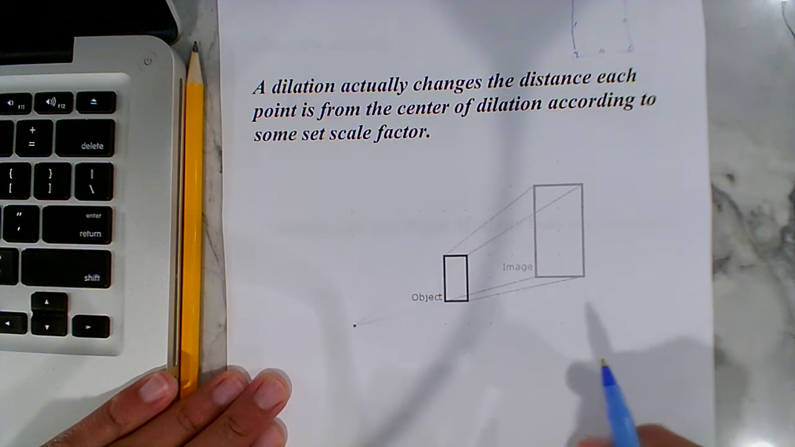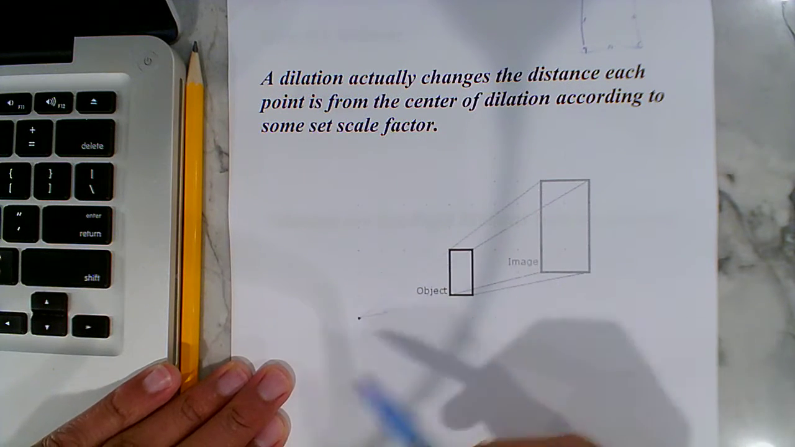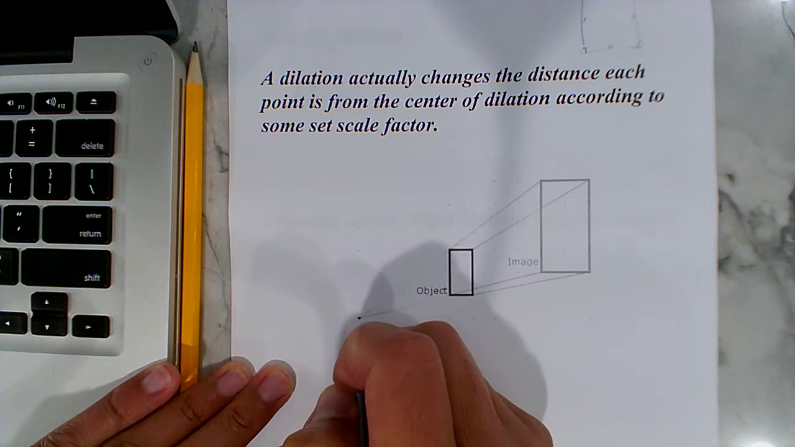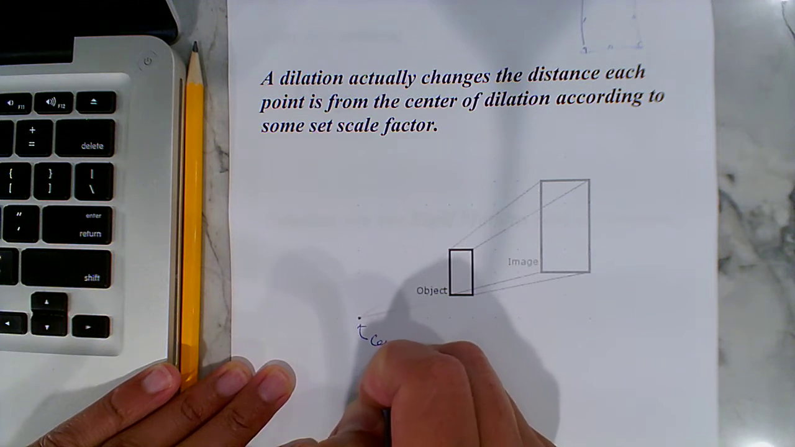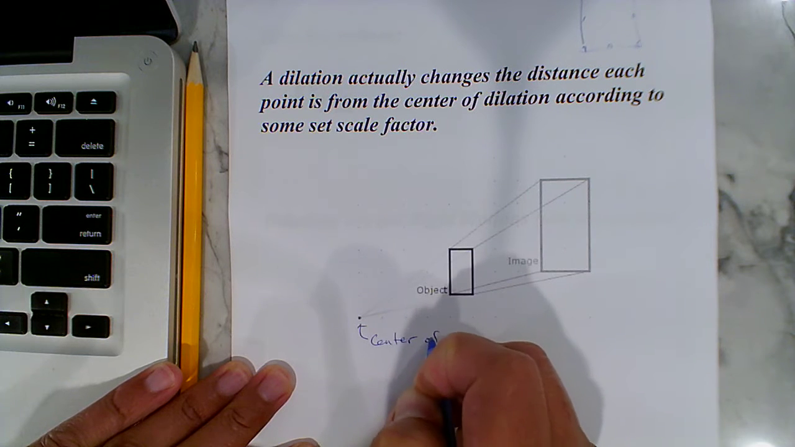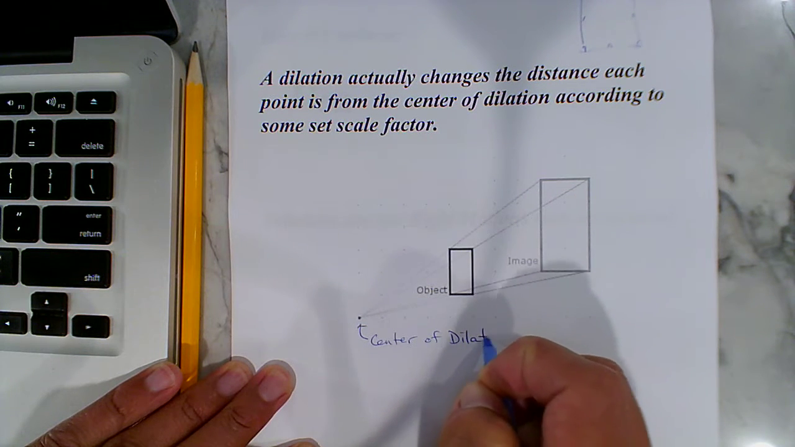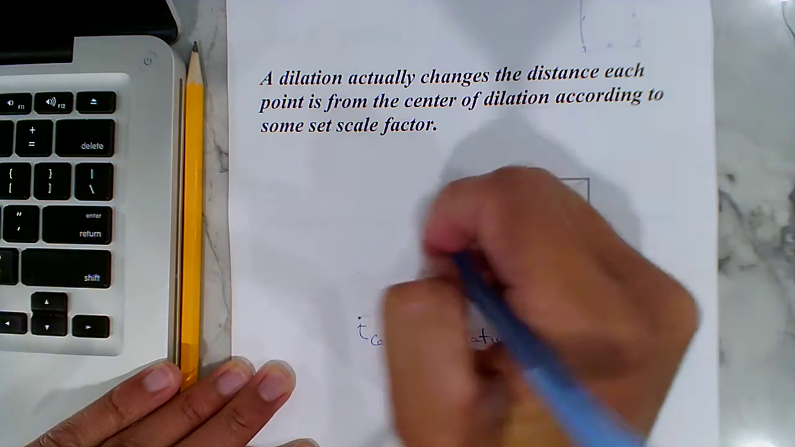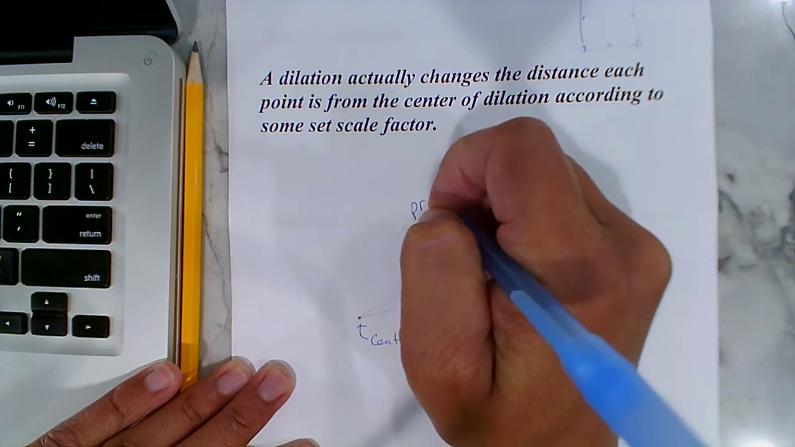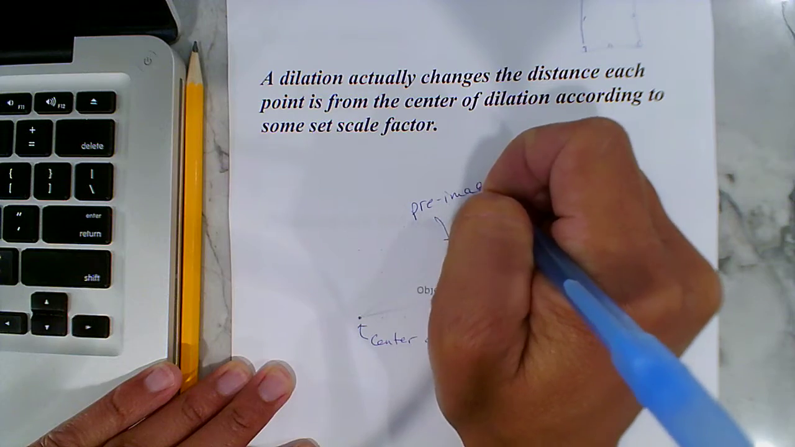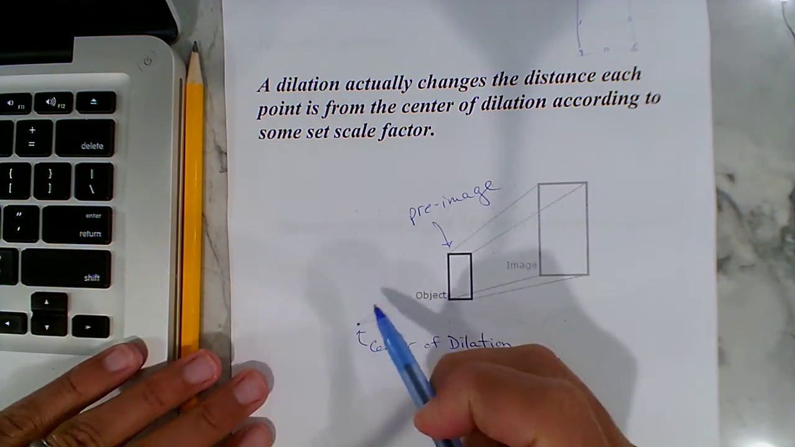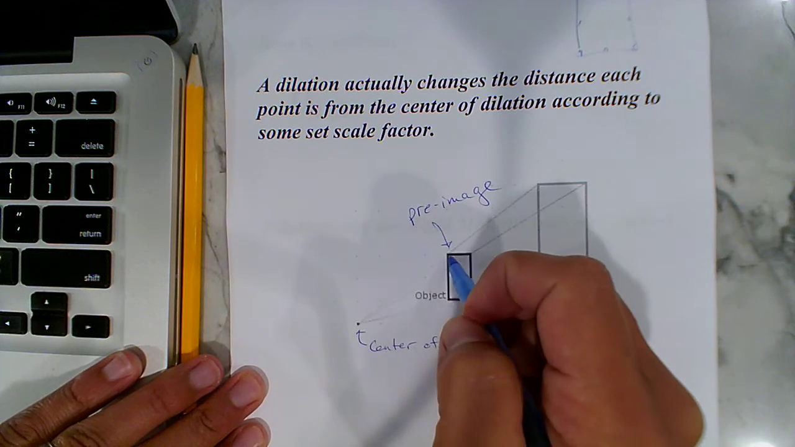So you may have seen this picture from your geometry teacher or something like it. I imagine you probably did, or at least you should have. This point right here is referred to as your center of dilation. This is the object, this is the image. So we've been calling that the pre-image. And that, of course, is the image. So what this dilation did is it took this point right here.